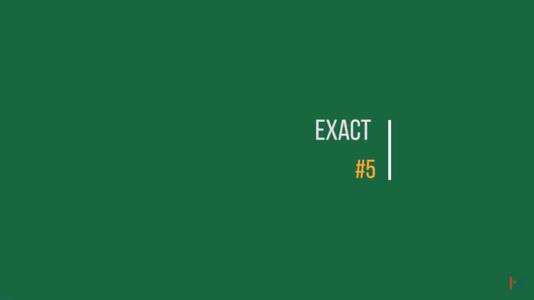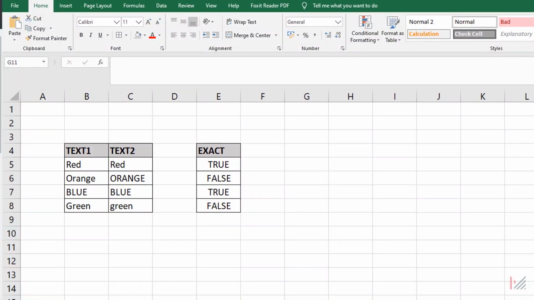And number 5, exact function. Exact function is used to compare two texts. It returns whether it is true or false. Here I have two texts. These two texts exactly match and it returns true. In the second case you can see both are the same word but differ in case, so it returns false. You have to keep in mind that exact is case sensitive.